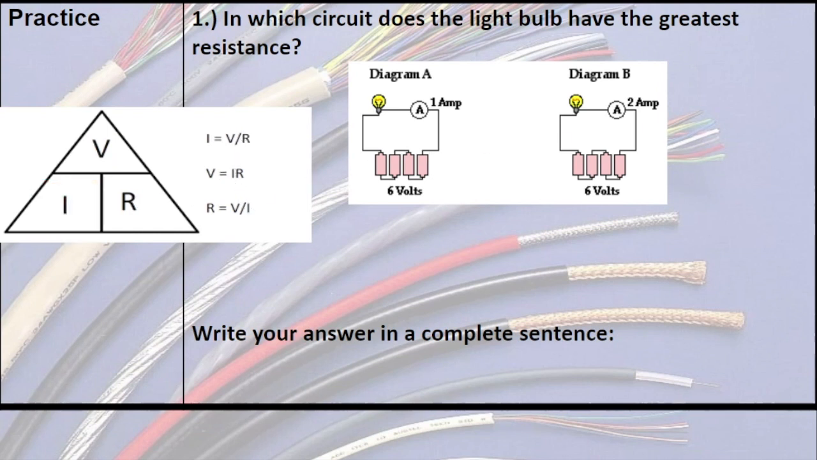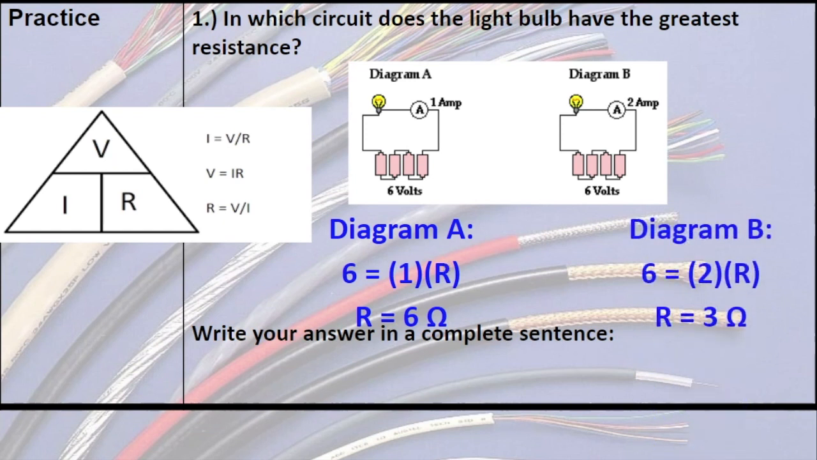So again, if we are solving for resistance, in order for us to do that, we're going to need to know what the voltage and the current are. We already have those values in our circuit for diagram A. So if we list it below in the normal way that we know of Ohm's Law, which is V equals I times R, we get 6 for V, 1 for I, and R for R. Go ahead and solve for R. We divide 1 over to the other side, and we find out that the resistance for diagram A is 6 ohms.